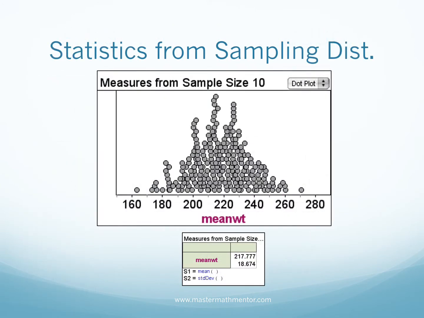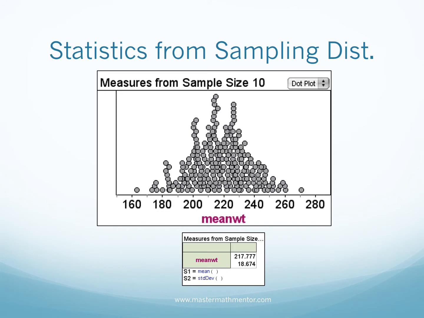We continue to create our sampling distribution of size 10. We do this 250 times. We then create a dot plot of our sampling distribution as shown on the slide. Every one of these dots represents an average of 10 weights. Notice how the dot plot has a feeling of normality to it, a bell-shaped curve. We also compute the mean and standard deviation from it.